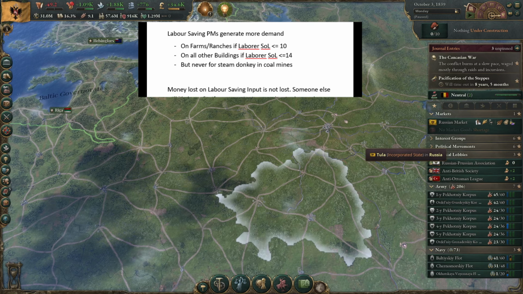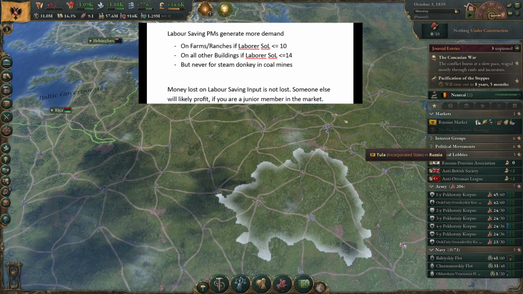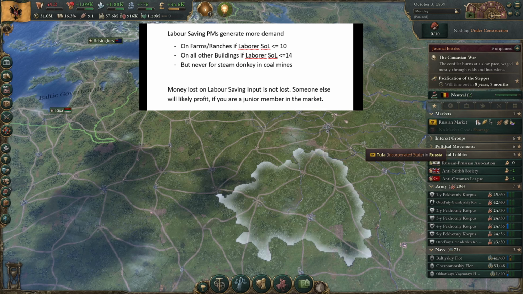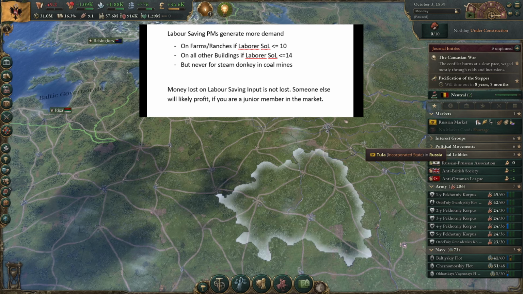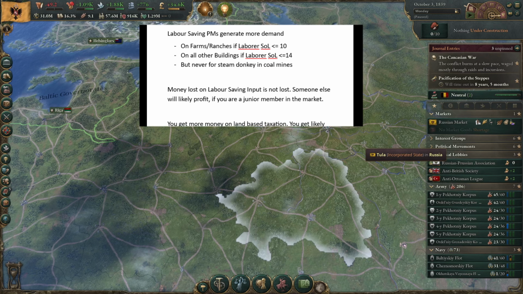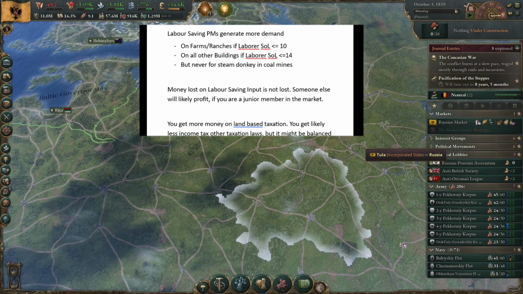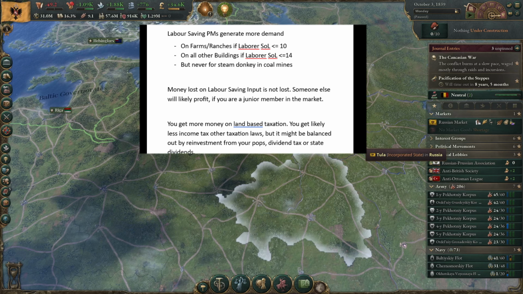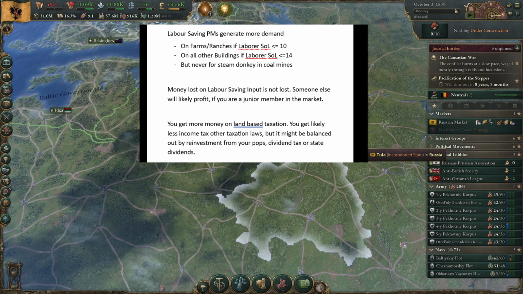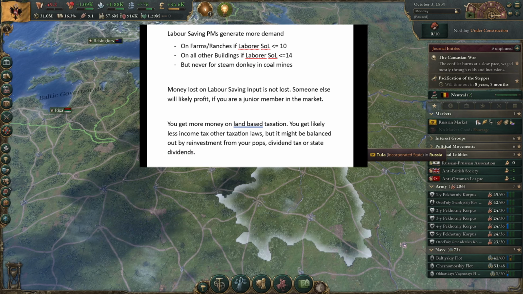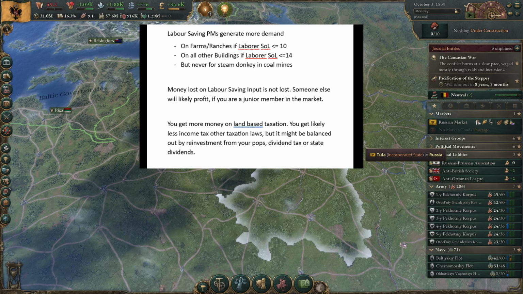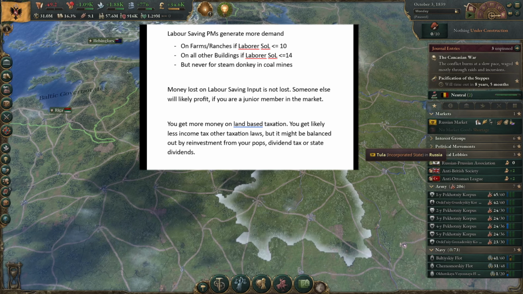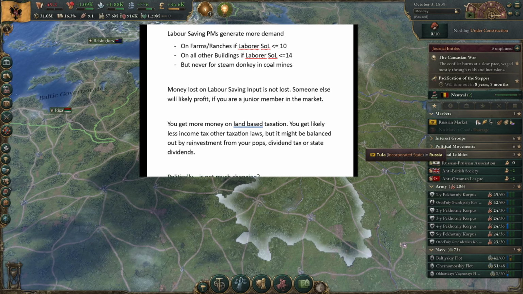Money spent on labor-saving input goods is not lost. Some other buildings will make bank. If you don't produce the input good in a sufficient quantity in your market, someone else will profit though. If you are on land-based taxation, you actually get more taxes because peasants are taxed more. It's less clear with other taxation laws and it depends on your economic system. If the financial districts get more money, they will reinvest more. And if you tax dividends, you will also get a bigger share of that. If the building is state-owned, you get more state dividends.